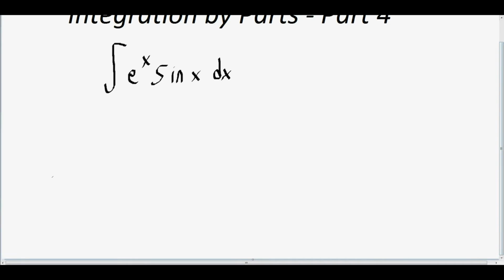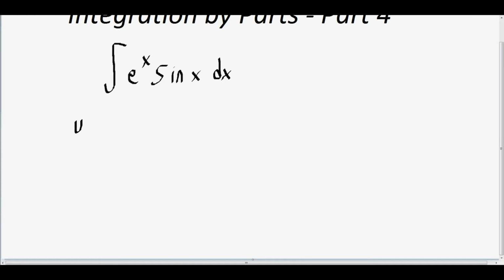All right, let's do one more slightly more complicated integration by parts problem. If you could do this problem, you could pretty much do any integration by parts problem. So you have the integral of e to the x times sine x dx. Well, solve it using integration by parts.